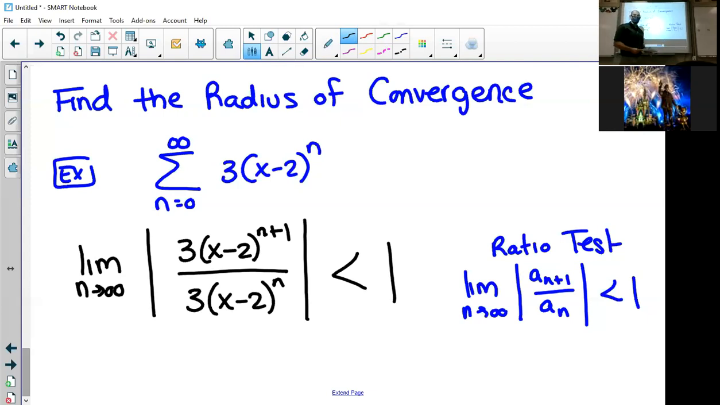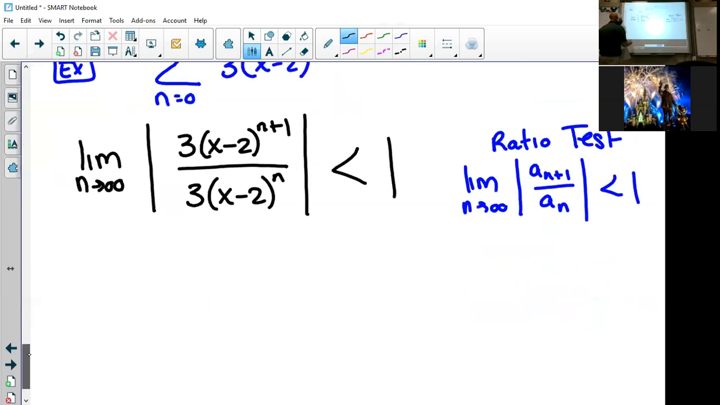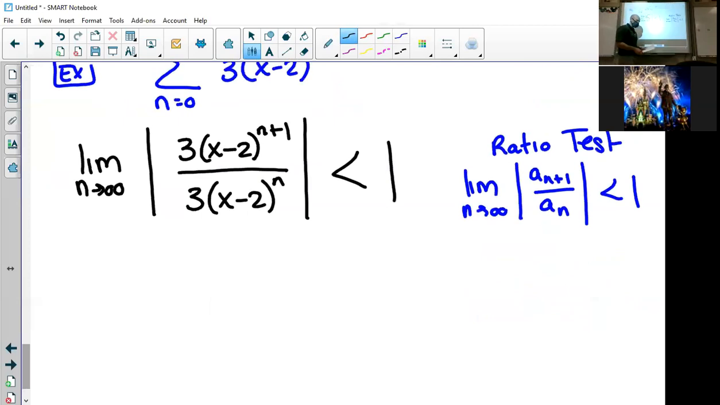Well, our whole purpose here is actually to solve for what x's make this work. We're actually going to solve an absolute value inequality, which I know it's been a while since we've done that, but it can be done. Okay, so first off, we're going to go ahead and simplify this. All right, so remember with simplifying here, we can cancel out the 3's.